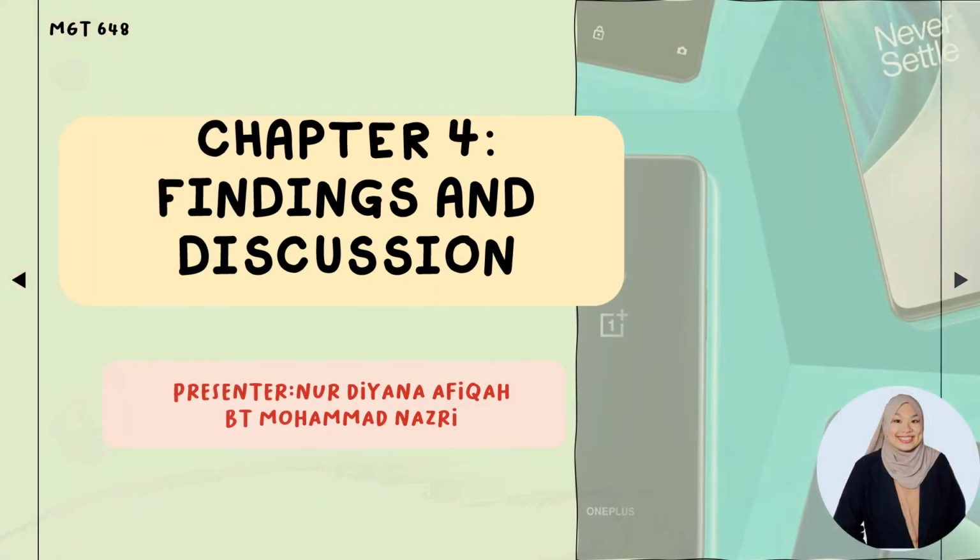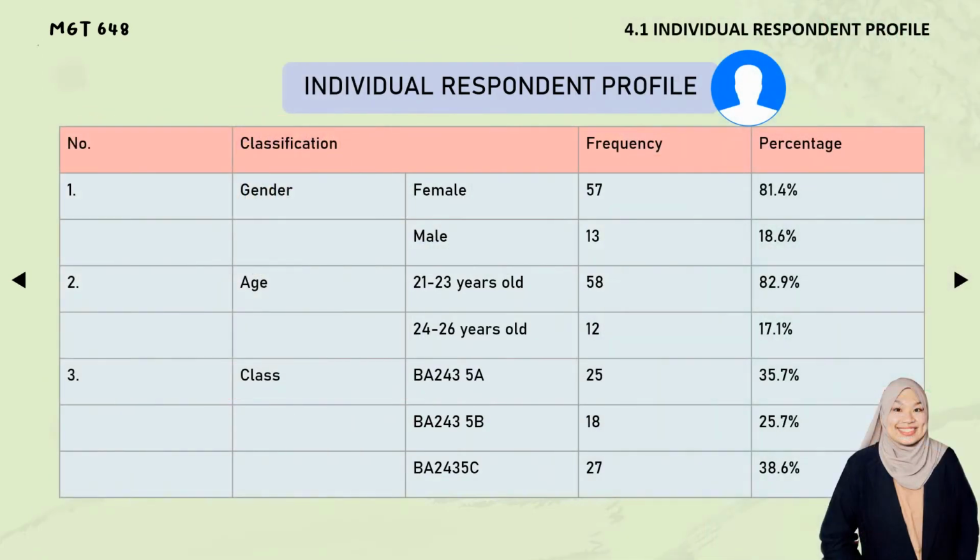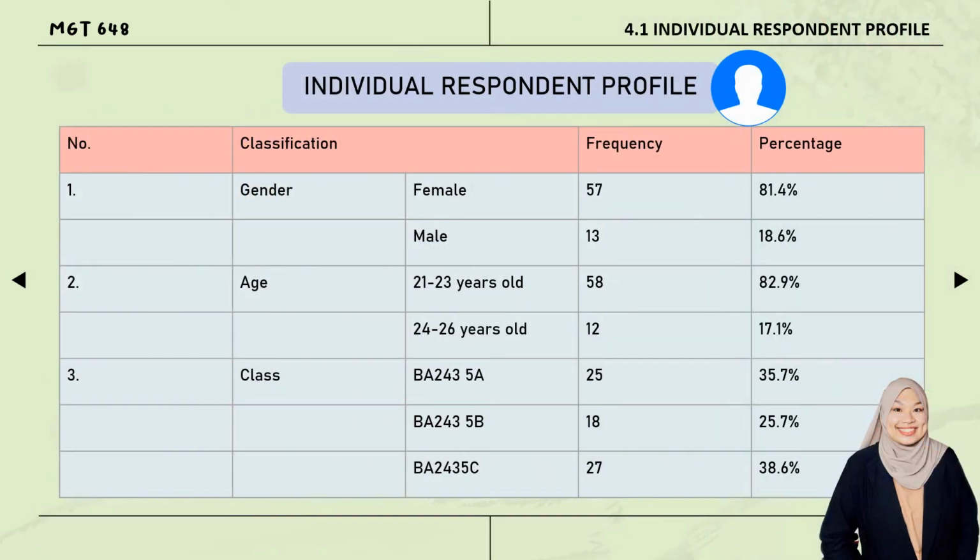We move on to Chapter 4 in Findings and Discussions. We use SPSS Statistics to get our data. Here are the results. Demographic frequency for respondent profiles from question 1 to 3. In gender, more than half of the survey respondents are from the female population, 81.4%, and the male population is 18.6%.